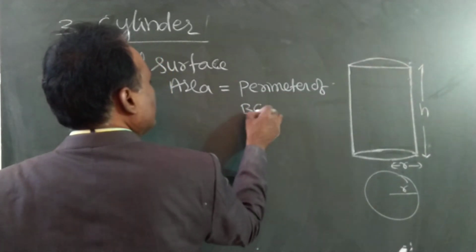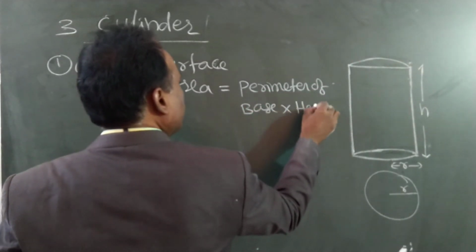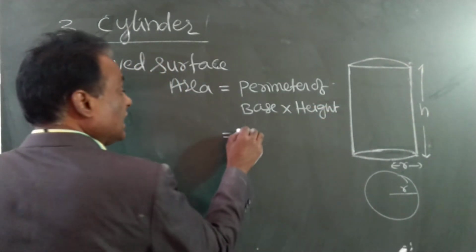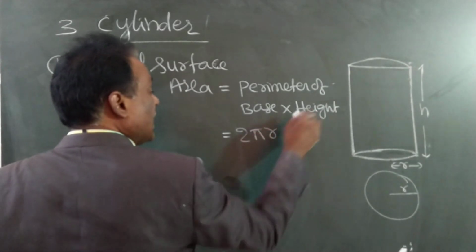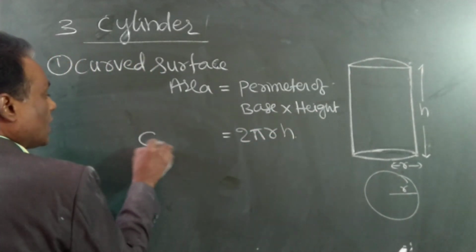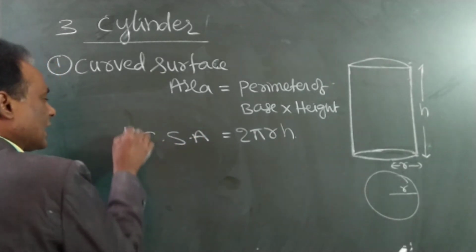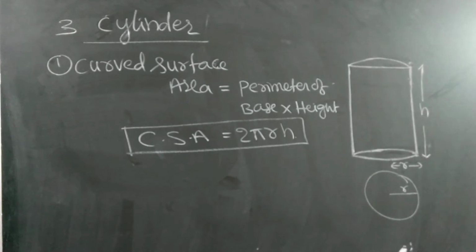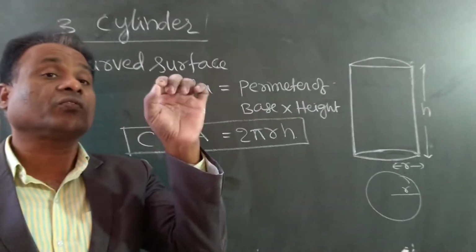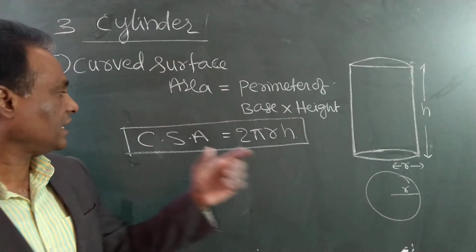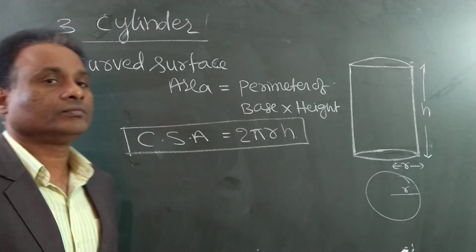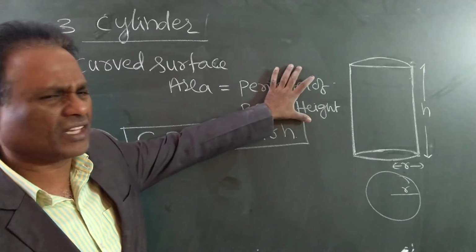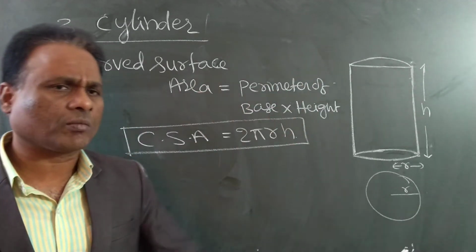Perimeter of base into height. The perimeter of the circle is 2 pi r, height is h. So curved surface area, directly you remember this formula. Whenever the curved surface area of the cylinder is required, use the formula 2 pi r h. Perimeter of base into height, but this is also not necessary. Just directly remember the formula 2 pi r h.